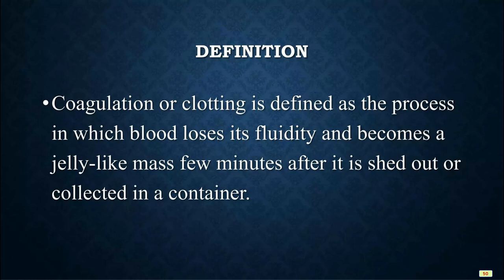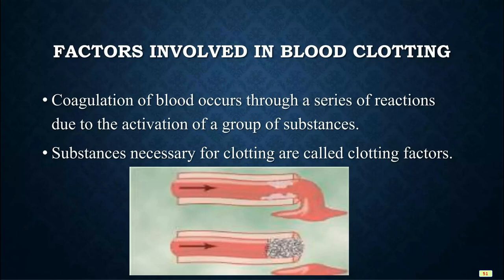So coagulation or clotting is defined as the process in which the blood loses its fluidity and becomes a jelly-like mass within a few minutes after it is shed or collected in a container. This happens by several pathways, and in different animals the blood clotting time is different. For example, in the human it is 8 to 11 minutes, whereas in other animals it depends upon the species. See, the factors involved in blood clotting, it's a cascade of reactions.